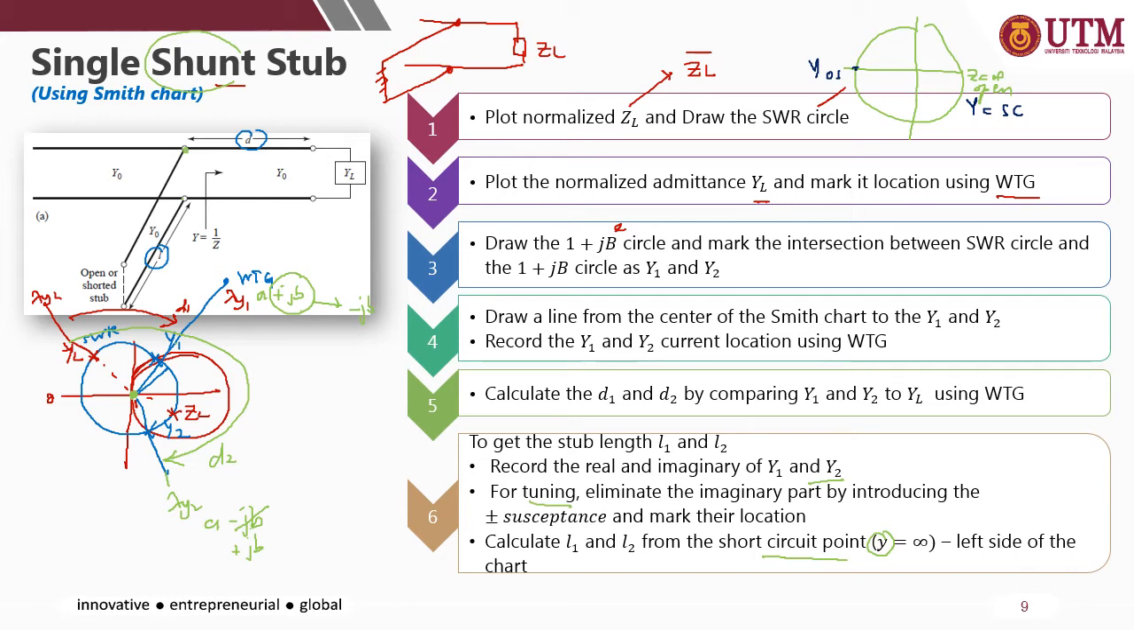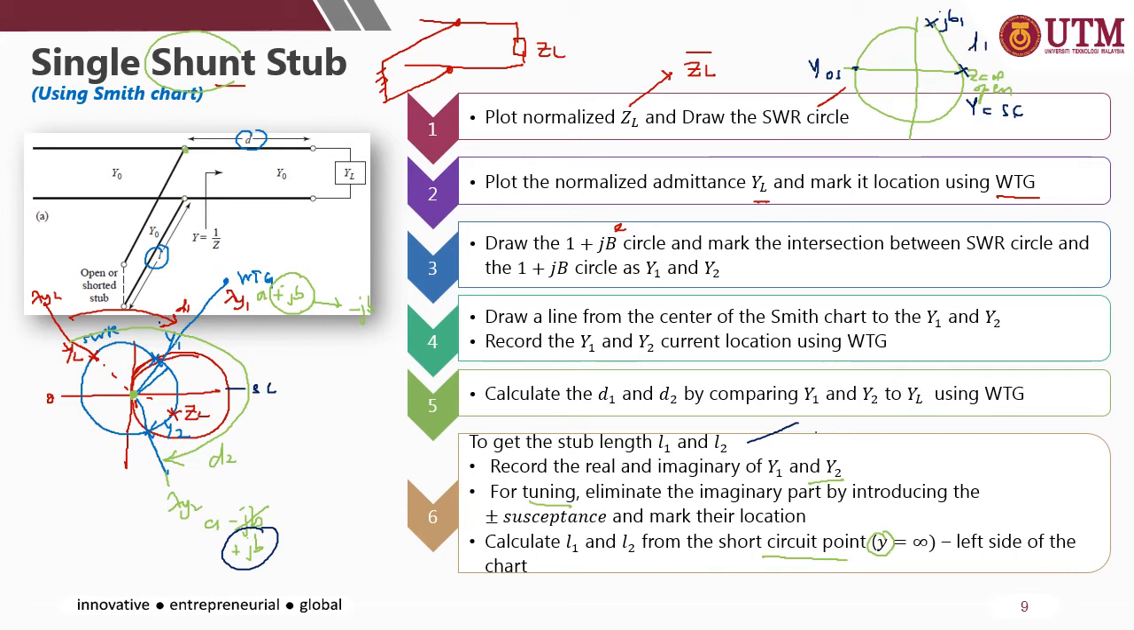Okay, so calculate L1 and L2 from the short circuit position. So here is the short circuit position. So you get the L1 and L2. So to get the L1 and L2, if the position of the point that you introduce, positive JB, somewhere here, positive JB, okay, 0 plus JB, you'll calculate the length L1, JB1, so the length from the short circuit point. Okay, that gives you L1.